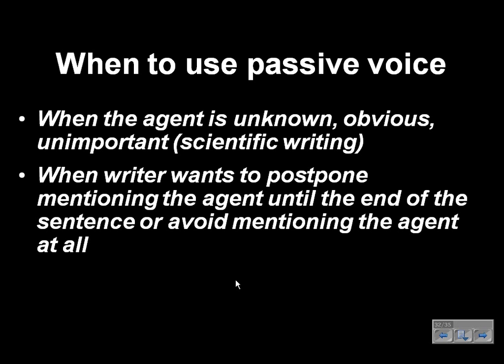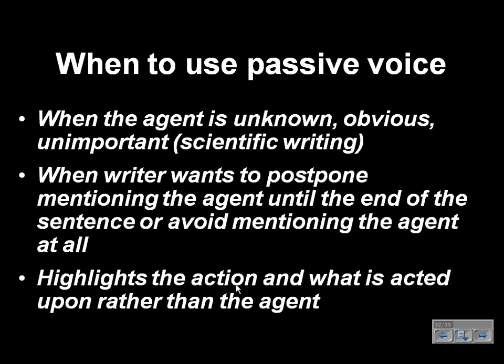When the writer wants to postpone mentioning the agent until the end of the sentence, or avoid mentioning the agent at all, passive voice highlights the action and what is acted upon rather than the agent. We'll take a look at this one, because sometimes the agent is not important.